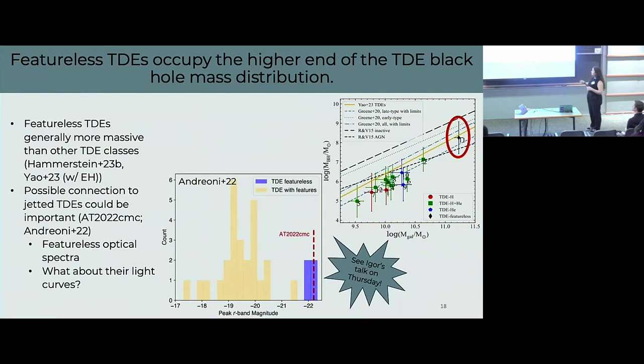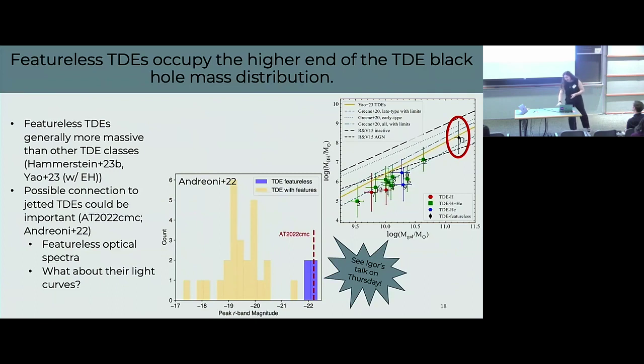Now I want to come back to this possible connection to jetted TDEs. Two years ago, with the discovery of 22 CMC, it was pointed out that it showed featureless optical spectra. It was also pointed out that the thermal component in 22 CMC showed very similar properties to these TDE featureless events, primarily that they peaked at very similar luminosities. So this is the 22 CMC peak, and then the purple is other TDE featureless events in the ZTF sample. And Igor is going to talk more about 22 CMC later this week.